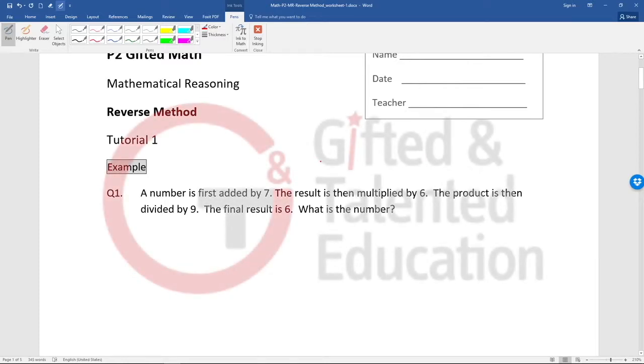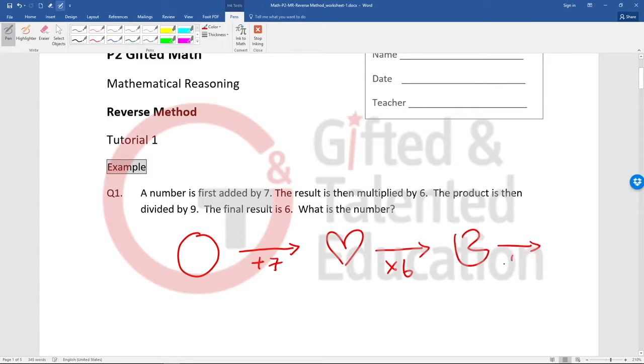Question 1. We have a number here which is first added by 7 and the result is then multiplied by 6 and the product is then divided by 9 to give us 6. We can solve this problem by working backwards. So what is the value of this?